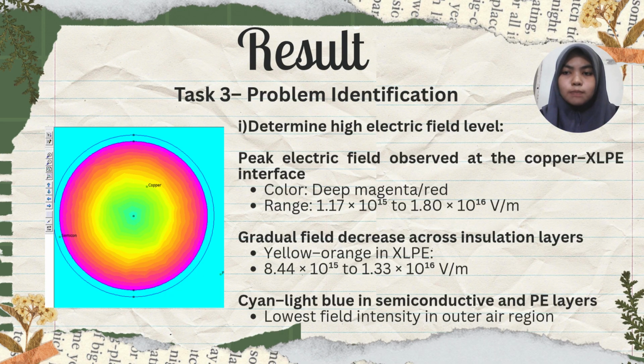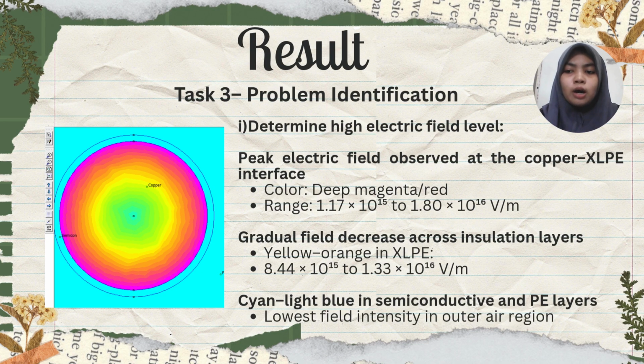Next, I will explain about task 3 and task 4. So this slide shows the electric field distribution from the FEMM simulation of a high voltage cable cross-section. The results are visualized using a color density map. The strongest electric field appears right at the boundary between the copper conductor and the XLPE insulation, shown in deep magenta and red, with field value reaching up to 1.80 exponent 19.